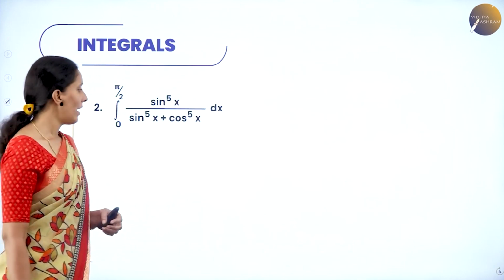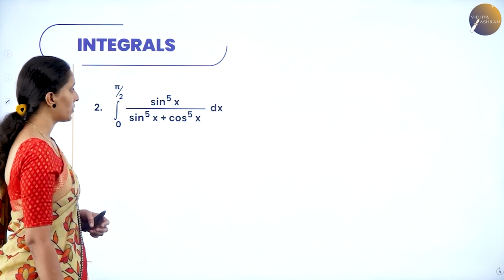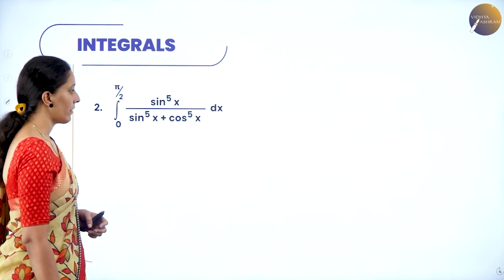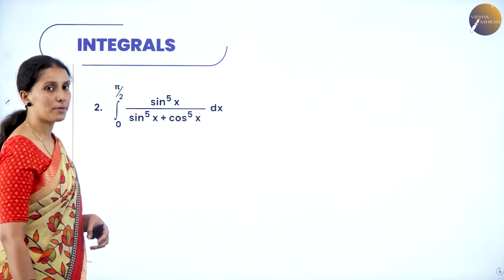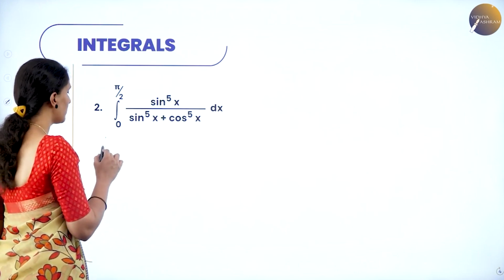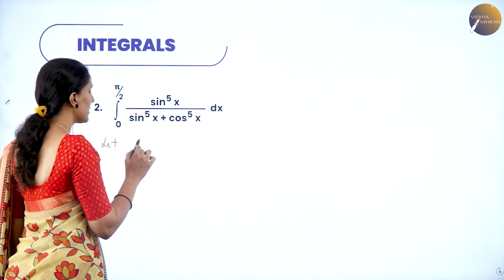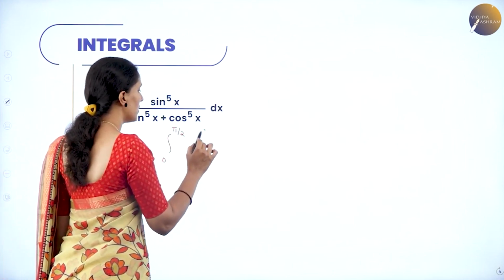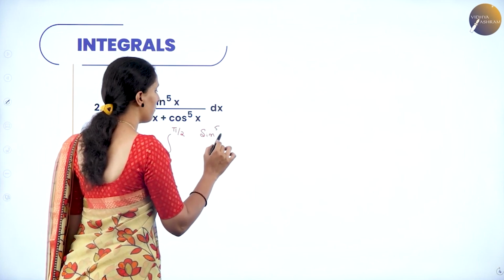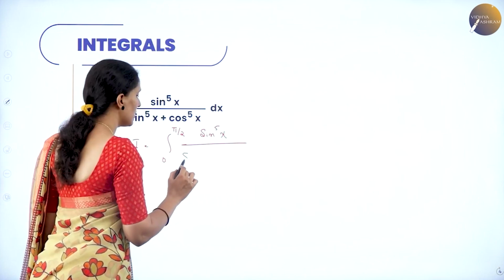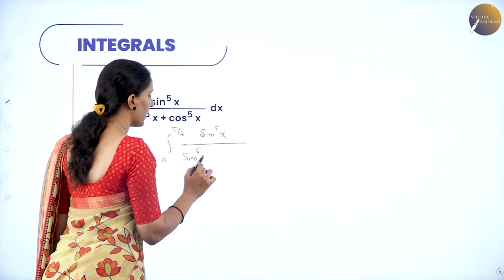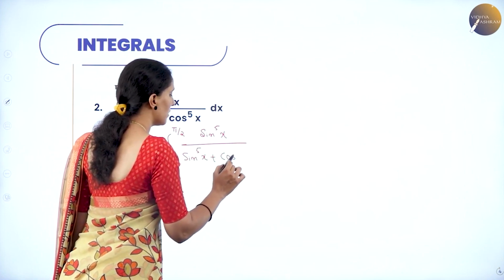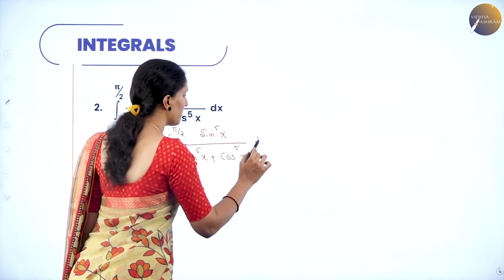Next, we have integral from 0 to pi by 2 of sine power 5x divided by sine power 5x plus cos power 5x dx. So let I be equal to integral from 0 to pi by 2 of sine power 5x divided by sine power 5x plus cos power 5x with respect to dx.